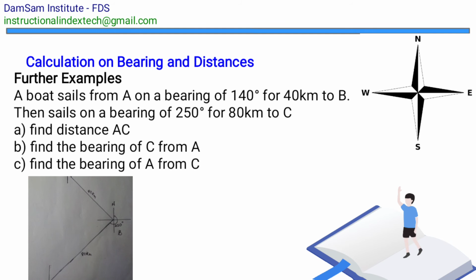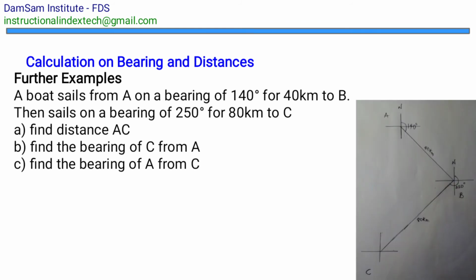We started drawing from the north and moved clockwise, more than 90, more than 180, but not up to 270. Then we have the line, and it extends by 80 kilometers. So that is actually the diagram. And what we're asked to do now is to find the distance AC. Look at where we started from and where we are now. That is the distance we are asked to find.